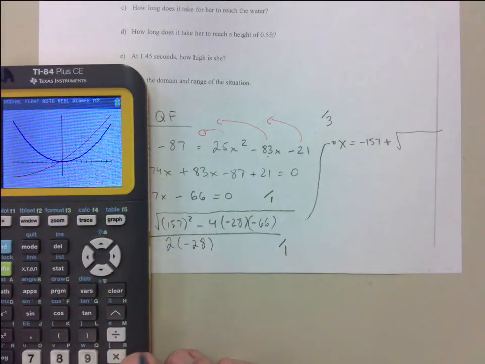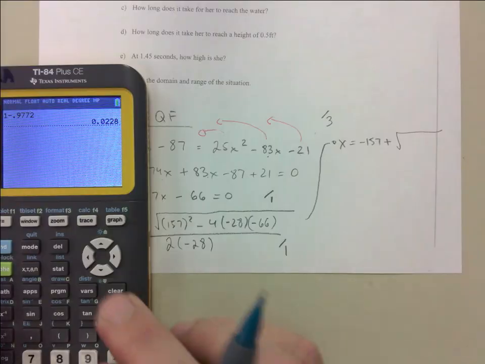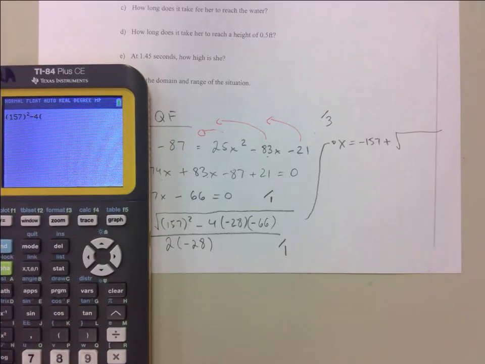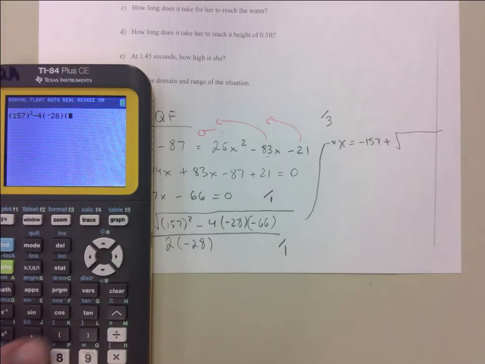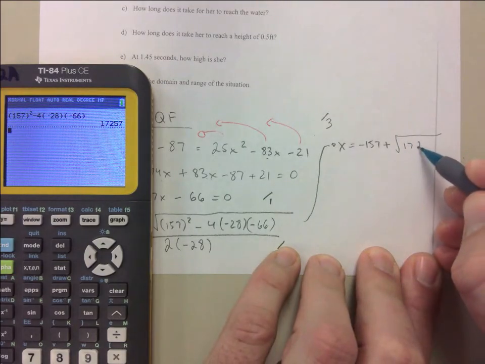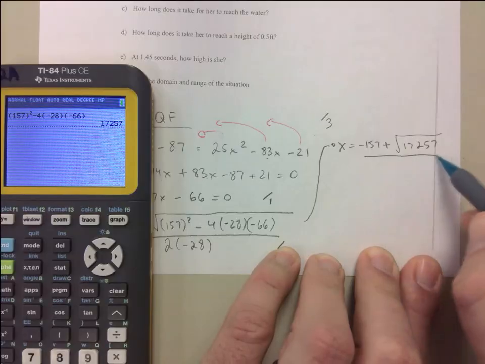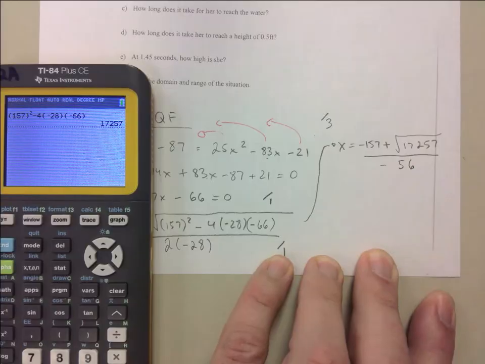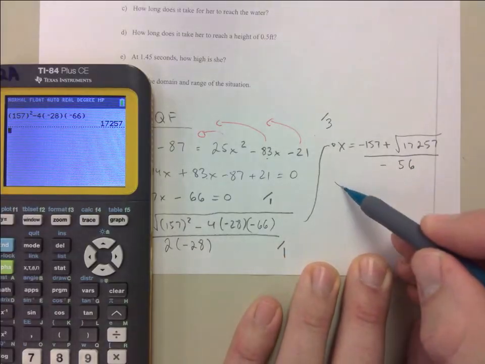So watch what I'm going to do here. Brackets are your friend, right? So I type it in exactly the way I see it. And it is a big number, but we don't have to be afraid of that. Okay, and then the denominator is -56. And here's going to be your first answer.